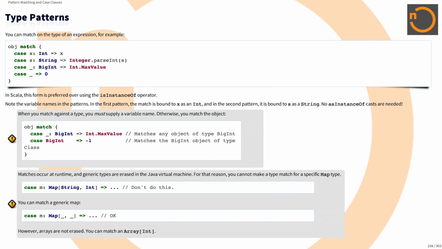This is why in Scala we never use the equivalent of the instanceof operator that we use in Java. In Scala, I can just do this, object match. All right, is it an integer? Well, then capture its value in x and do something with it. Is it a string? Capture its value in s and do something with it. Is it a big integer? In other words, if it's a big integer, I don't want to capture the value. I just want to return Int.MaxValue. And if it's anything else, return a 0. I can decompose types in this pattern match capability.